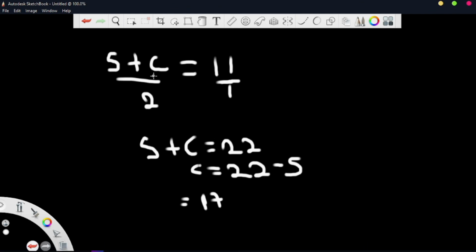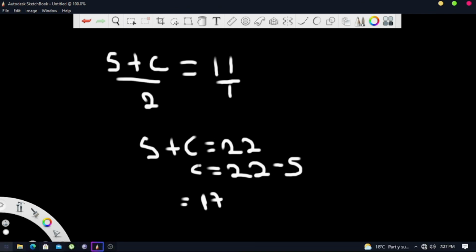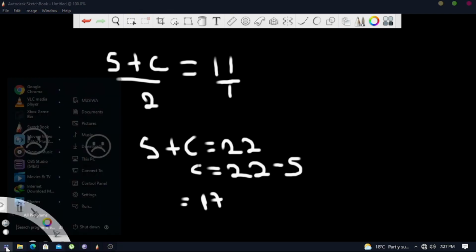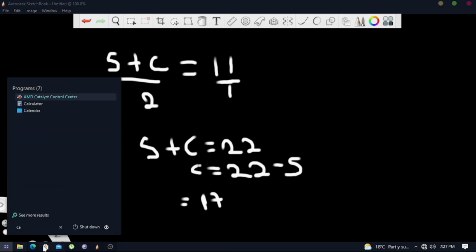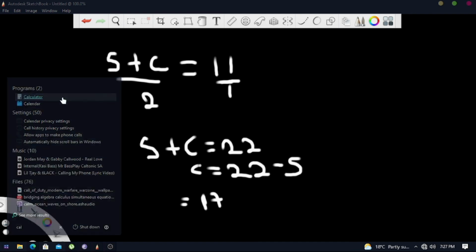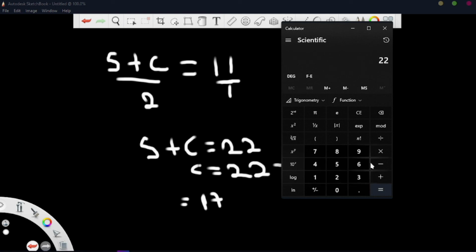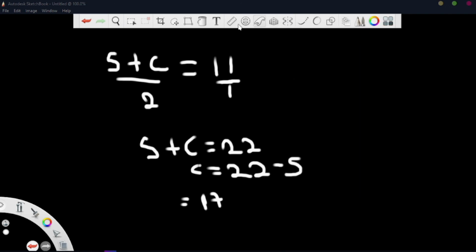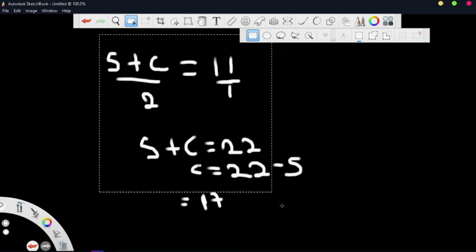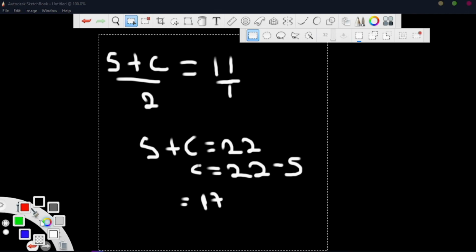Let me just get out my calculator to confirm that what we have done is correct. First let me confirm, 22 minus 5, yeah, that's 17. That's correct. So when we say 5 plus 17 over 2, we're going to get back our 11. So I'm on the right track. Yeah, so let's continue solving these questions.